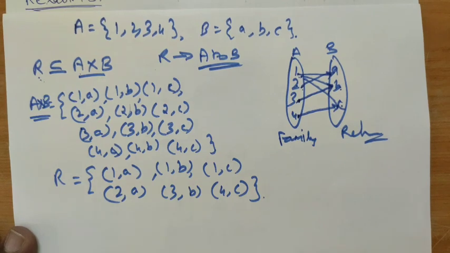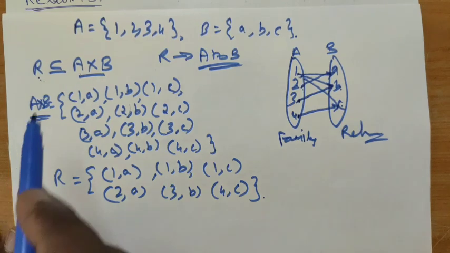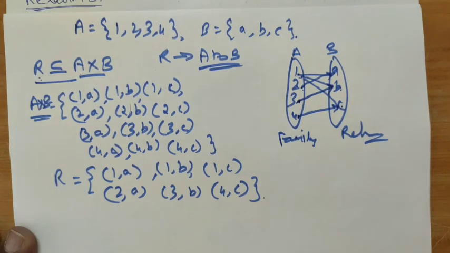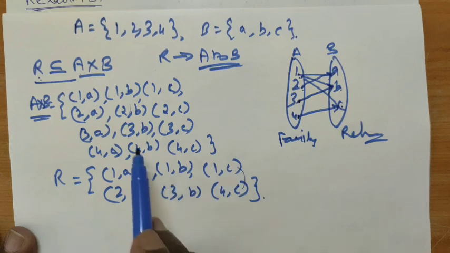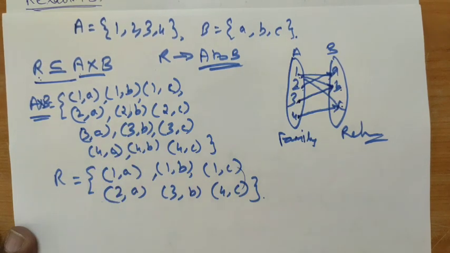So can we say it is a relation, sir? Of course it is a relation. So by the condition, the relation is a subset of the Cartesian product of A cross B. So surely all the elements are a subset of this set. So it is a relation.